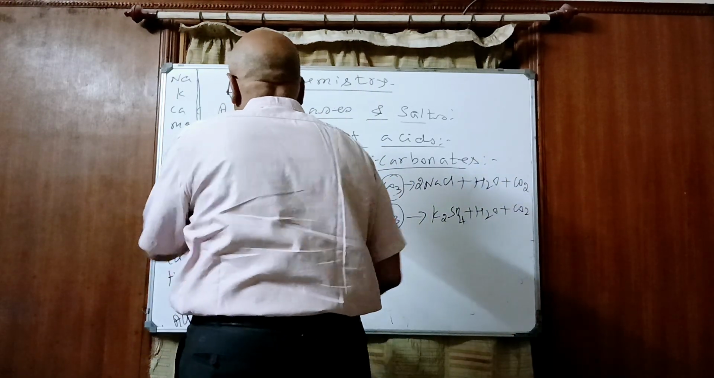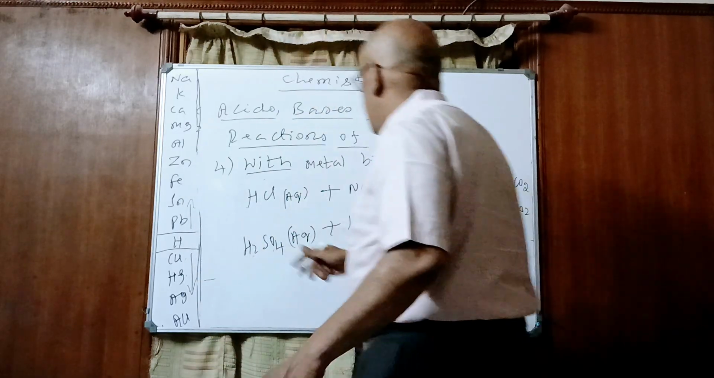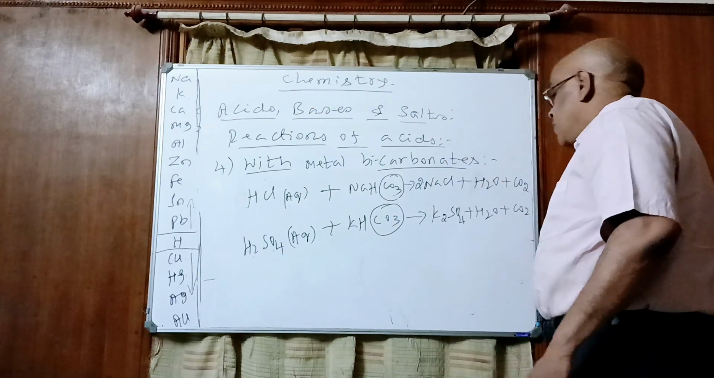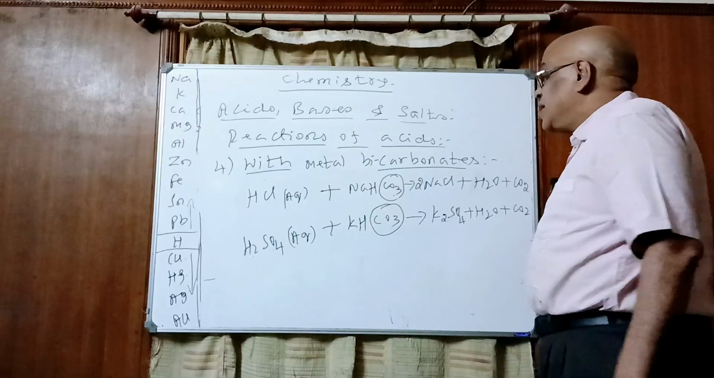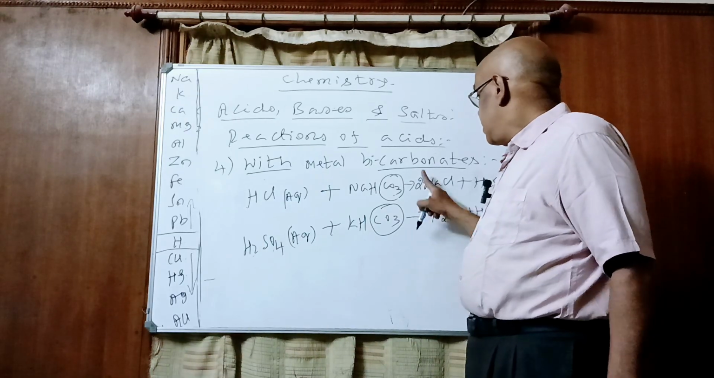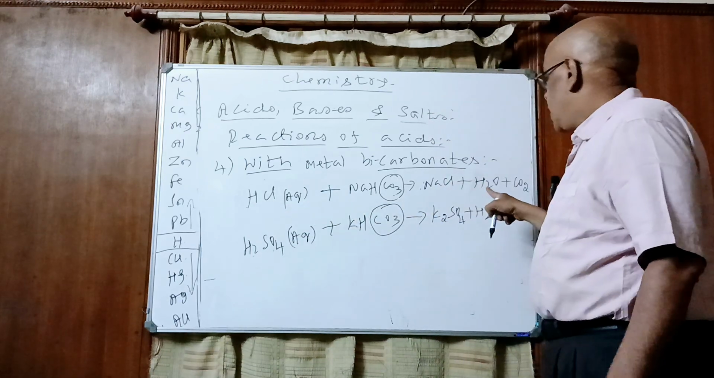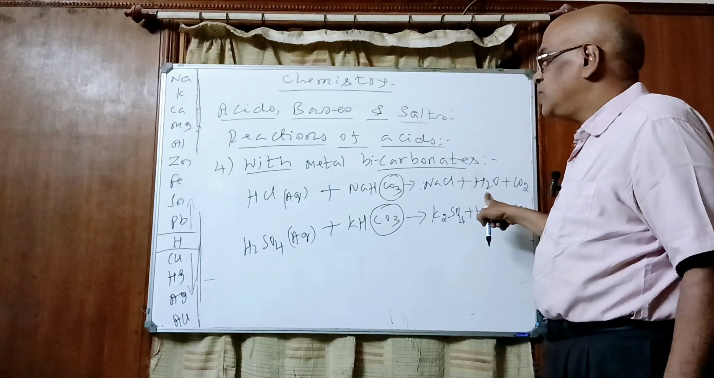Now, we'll erase this. One was unbalanced. This is balanced. Now, look at the sodium hydrogen carbonate. You will see whether it's balanced or unbalanced. One hydrogen, one hydrogen. Here, 2 hydrogen. Yes or no, children?